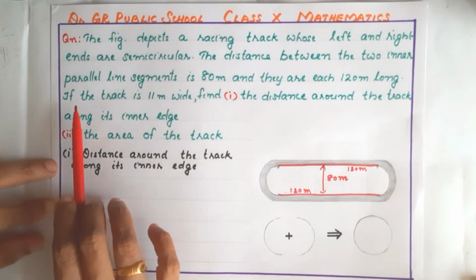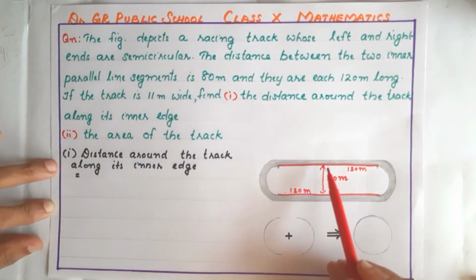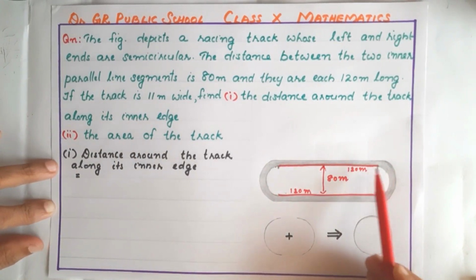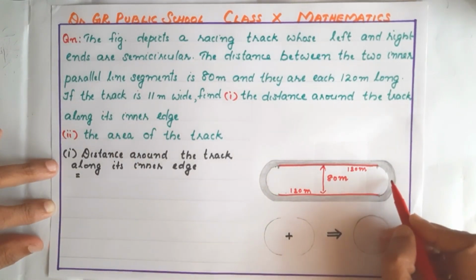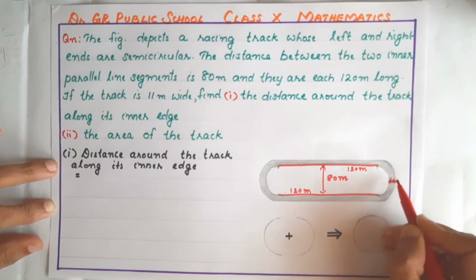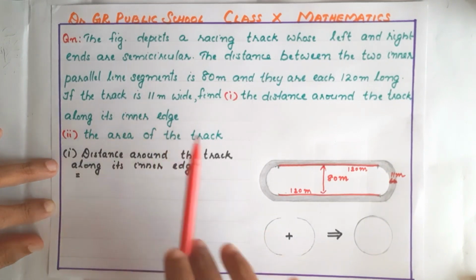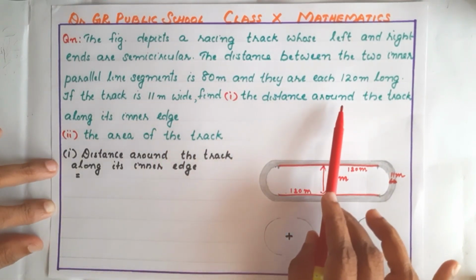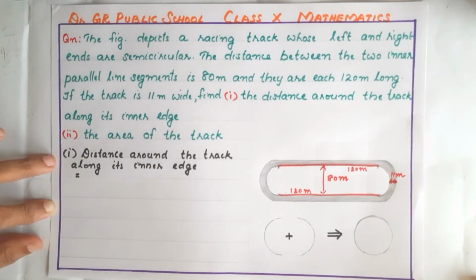And one more measurement, if the track is 11 meter wide, this shaded region is the track. Okay, the width of this track is 11 meter. That means this width, this is 11 meter. Okay, 11 meter wide. Then first question, the distance around the track along its inner edge.